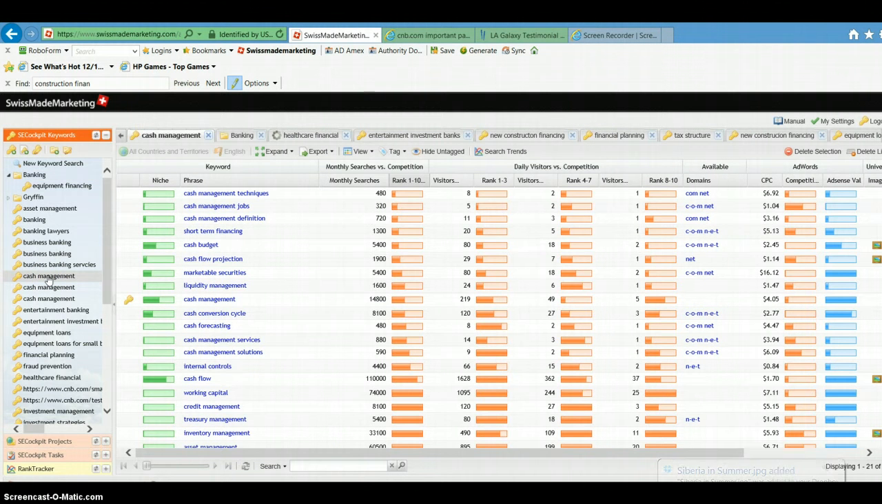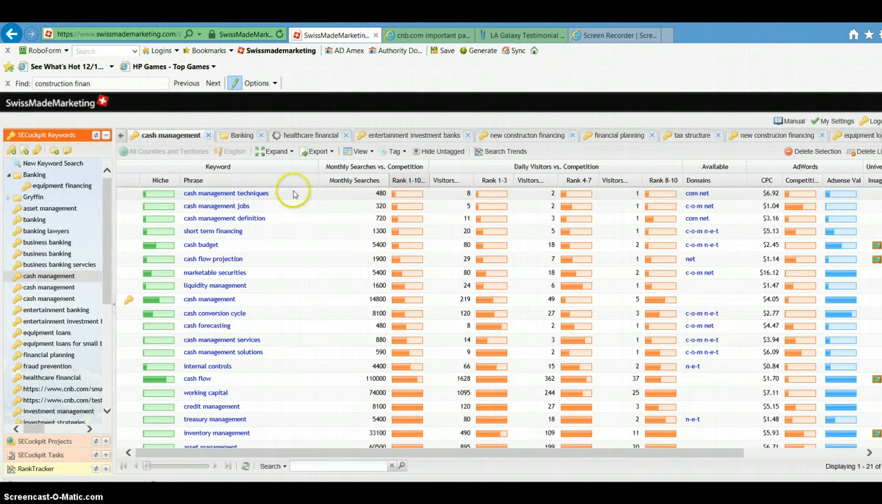So here's, for example, the term cash management, and here are the results. So what I do when I'm on this page is I sort by competition. I want the low competition up at the top, and then I'm going to look at the monthly searches. The more monthly searches, the better. So from looking at this term, cash management techniques looks like a great keyword.